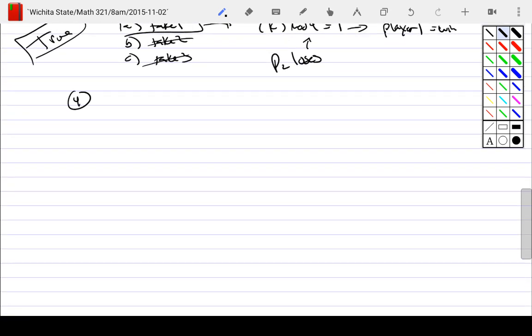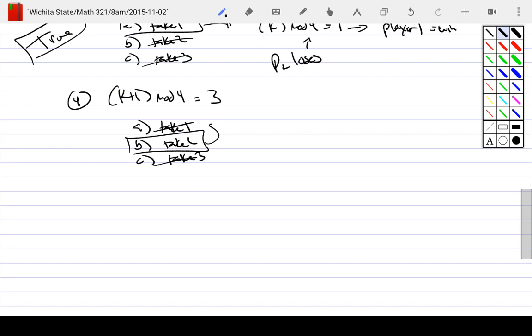Fourth option is your k plus 1 mod 4 spits out a 3. I could A, take 1, I could B, take 2, I could C, take 3. Obviously the 1 and 3 will lead to losses, but if I would take 2, I would have k minus 1 is what player 2 faces. Mod 4 is 1, P2 loses. Therefore, P1 wins.